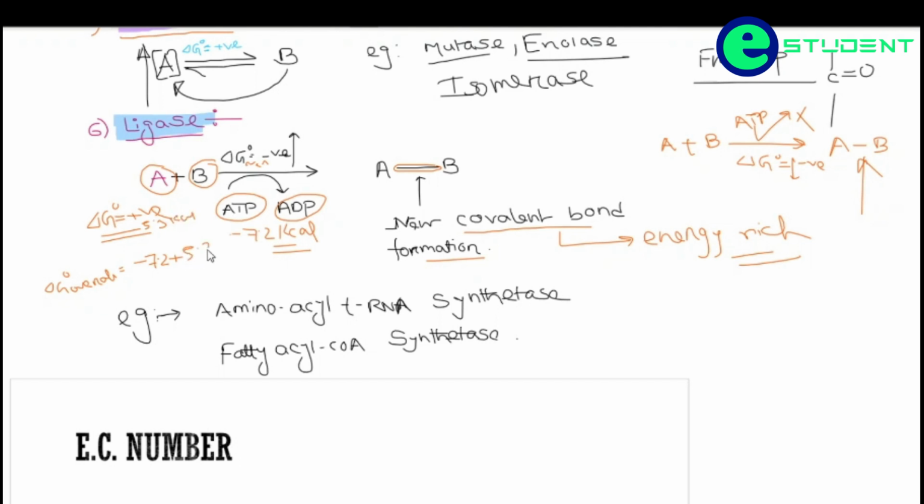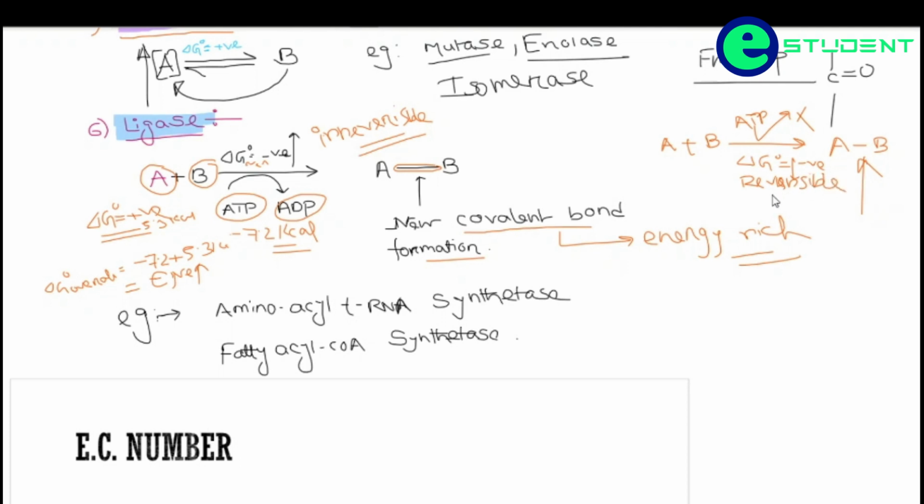So this is a negative value, and this is a high negative value. For this reason, the reaction is undergoing in an irreversible manner. I mean, it can never be reversed back. Only the forward reaction is favorable here, whereas in case of lyase, this reaction is reversible.